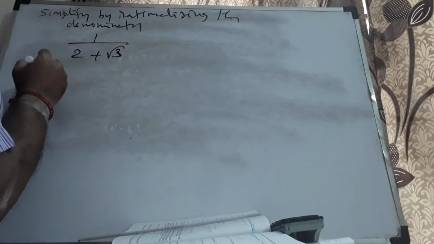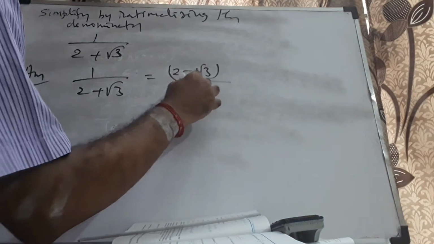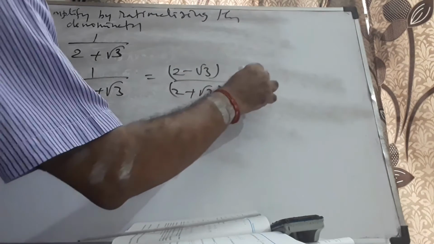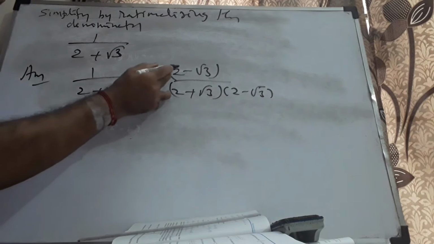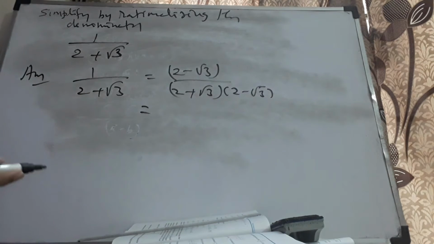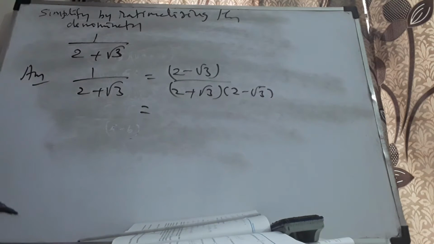1 upon 2 plus root 3. Just listen carefully. I'll multiply and divide by 2 minus root 3. 2 plus root 3 into 2 minus root 3. If there is a plus sign in between the two terms, multiply and divide by a minus sign in between the terms. If there is a minus sign, multiply and divide by plus in between the two terms.